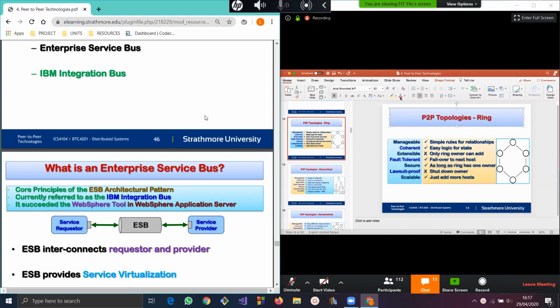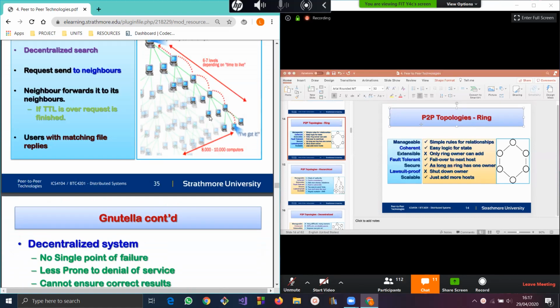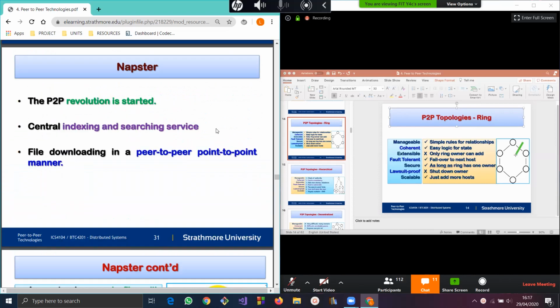Let me try to assume something here. Supposing, for example, this link here is cut. Yes, disconnected. Now, notice if this is disconnected, let me assume I have cut it in that location. So what is going to be reached? I can go this way, and still I can reach it. That's the beauty of the ring because you can use either direction.